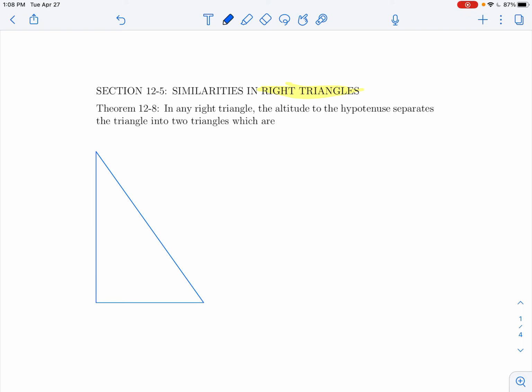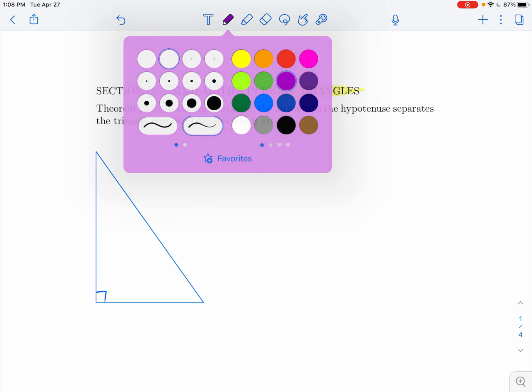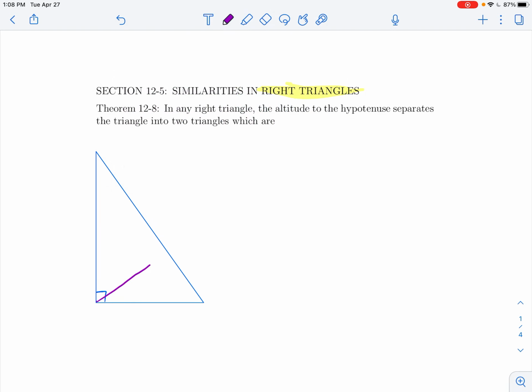So here's my right triangle, and I'm going to draw in the altitude to the hypotenuse. Remember, altitudes are perpendicular. So this altitude has separated the original triangle into two smaller triangles, and what we can see is that they are similar to the original triangle and to each other.